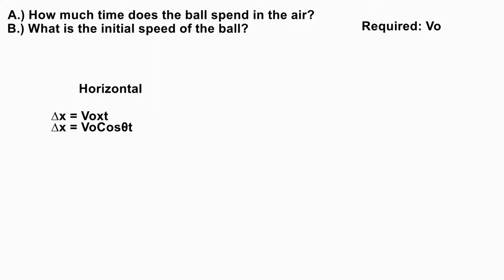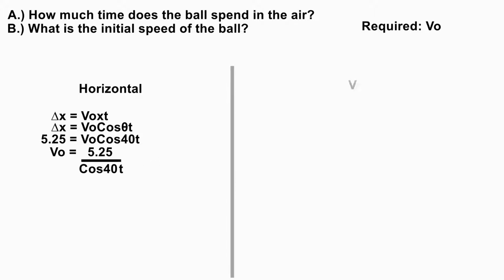We then substitute the distance and the theta, and it turns out 5.25 is equal to initial velocity times cosine 40 times the time. To get what is required, the equation is manipulated for us to find the initial velocity. Initial velocity is equal to 5.25 divided by cosine 40 times time. Now, we don't know what the time is, so we go to the vertical component. We then use the second kinematic equation.